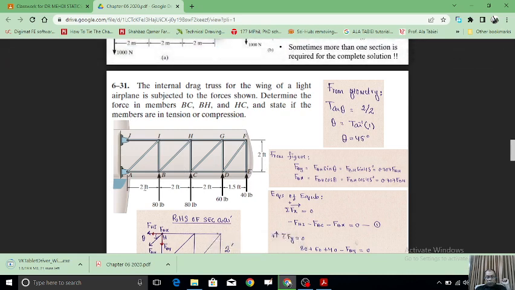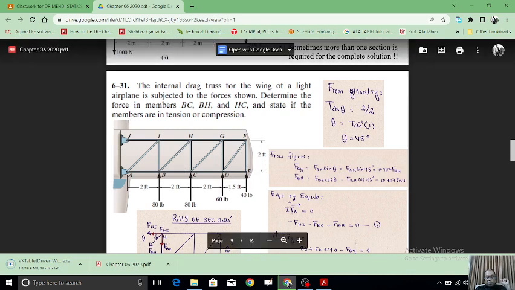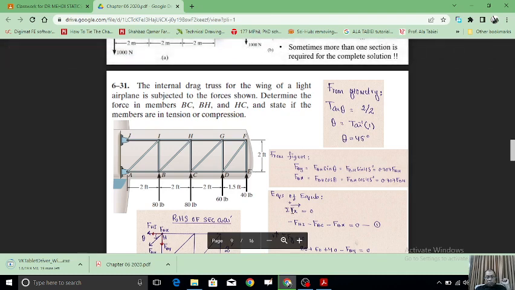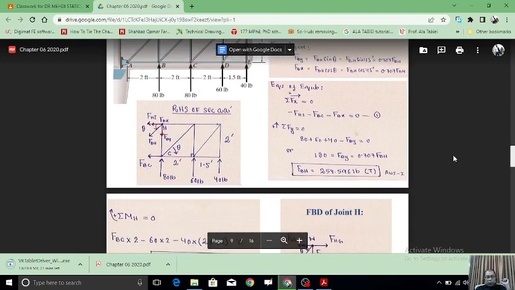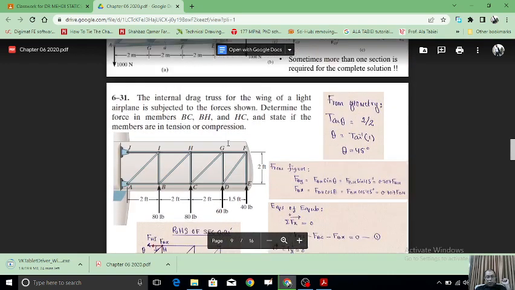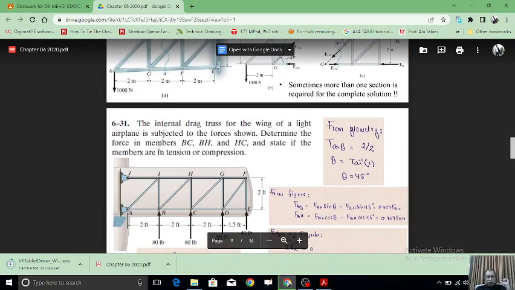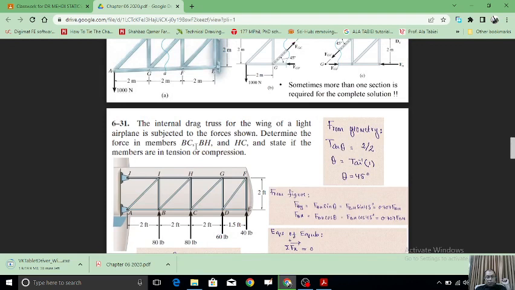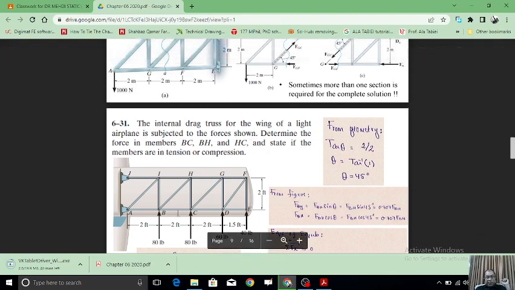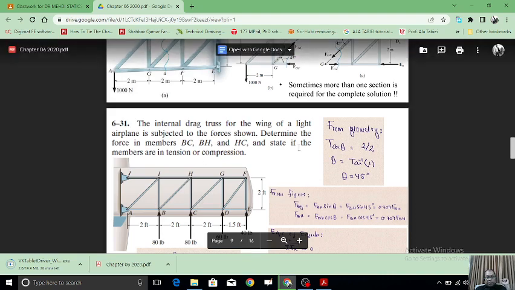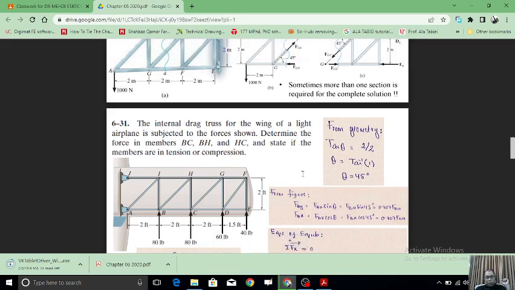So now we shall proceed to see how we can solve it through software. When we solve it, we say determine the forces in members. The internal truss for the wing of an airplane is subjected to the forces shown. Determine the forces in member BC, this is BC, this is BH, and this is HC, and state if the members are in tension or compression.